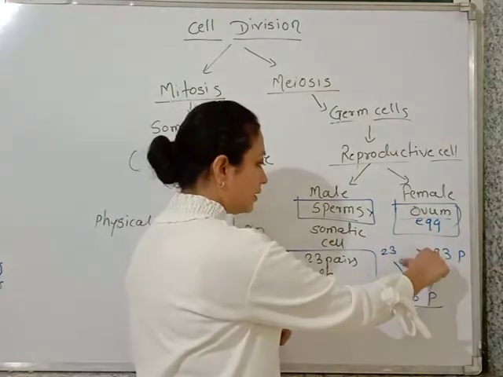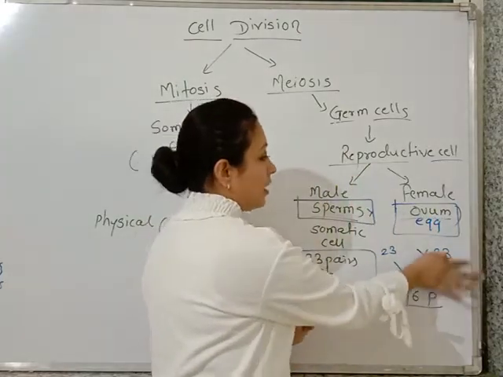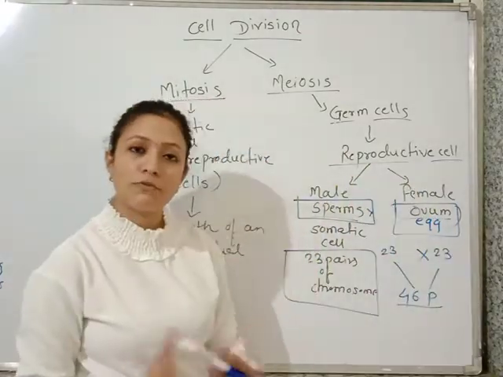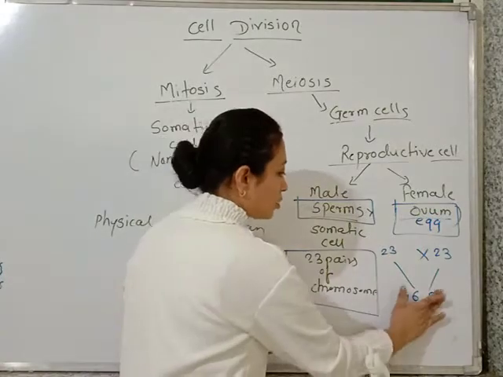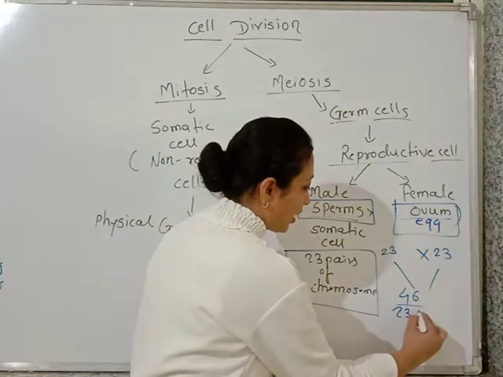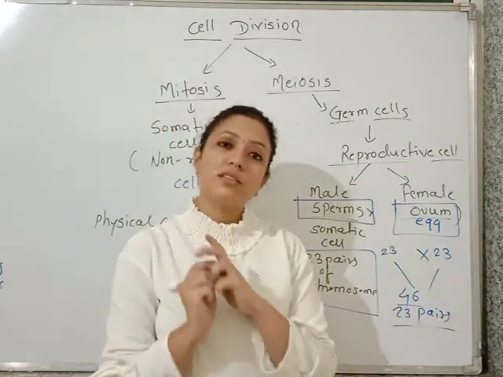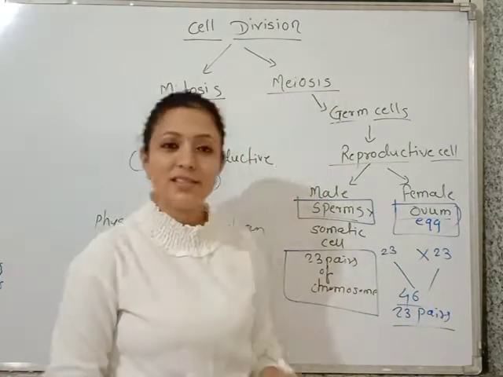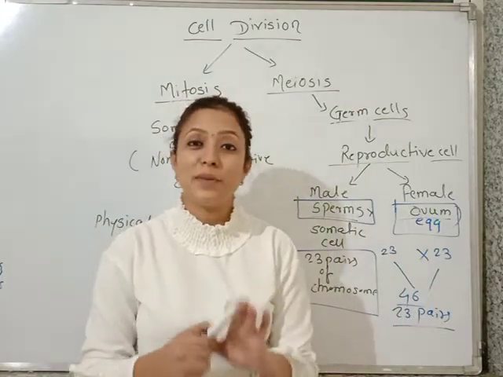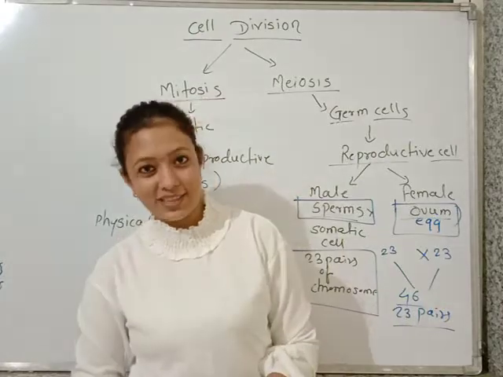So 23, that is half number of chromosome from one of the parent and half number of chromosome from the another parent. So that we have the 46 chromosome. It means the 23 pairs of the chromosome. So the significance of the meiosis is it helps to maintain chromosome number constant from generation to generation.